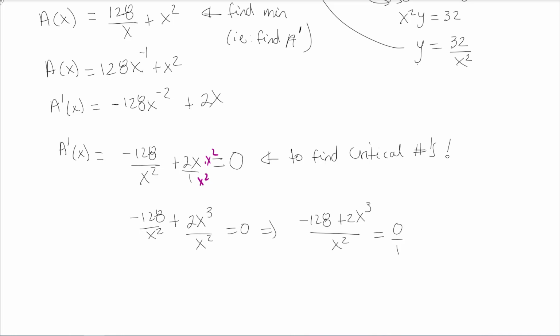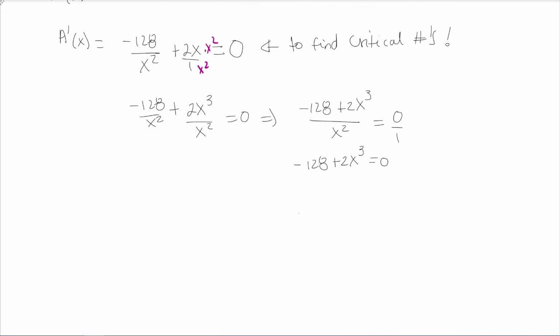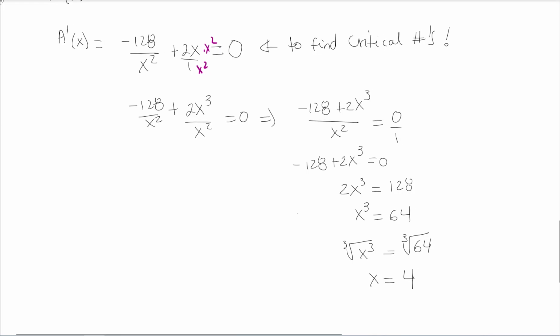You can think about cross multiplying or just multiply both sides by x squared. So negative 128 plus 2x cubed equals 0. Now solve for x. Add 128, so I'm going to have 2x cubed equals positive 128, divided by 2, x cubed equals 64. Take the cube root of both sides. The cube root of x cubed is x, and the cube root of 64 is 4. So x equals 4. So I only get one critical number.